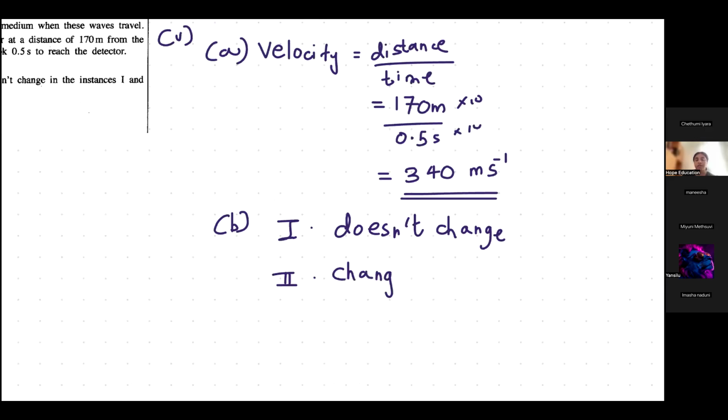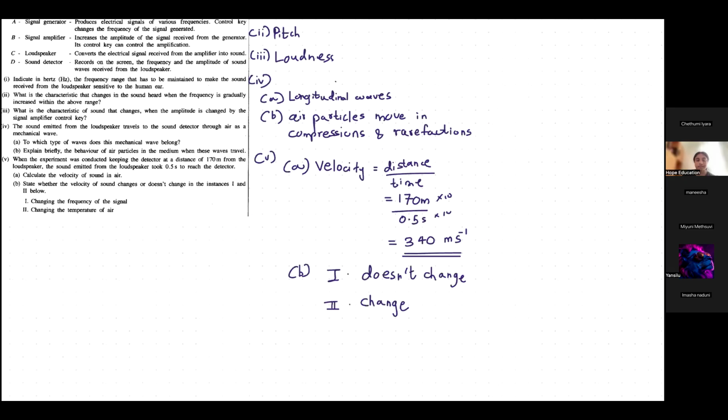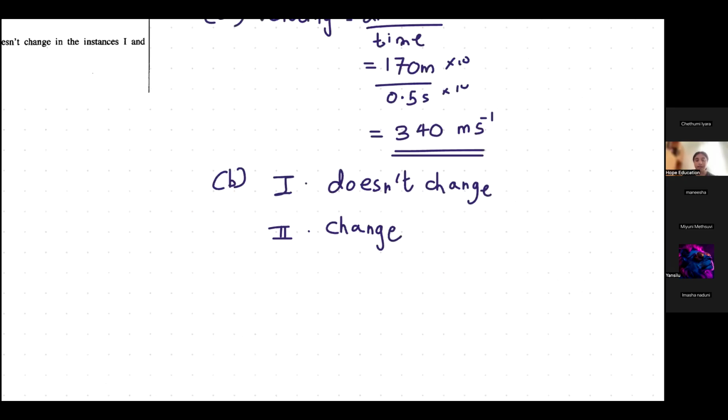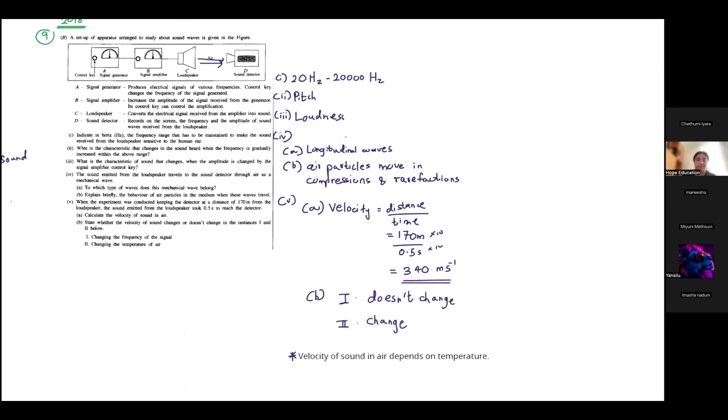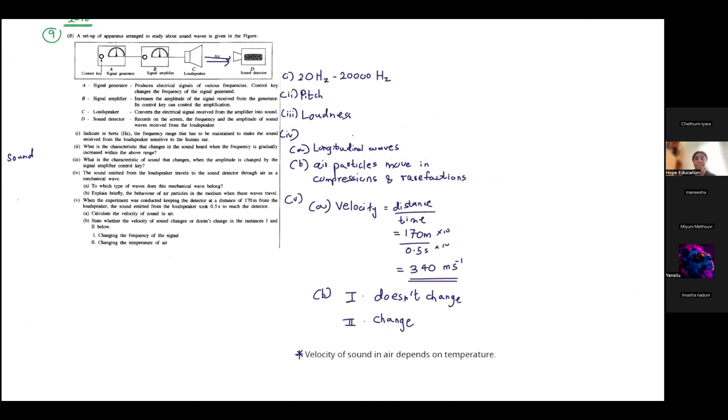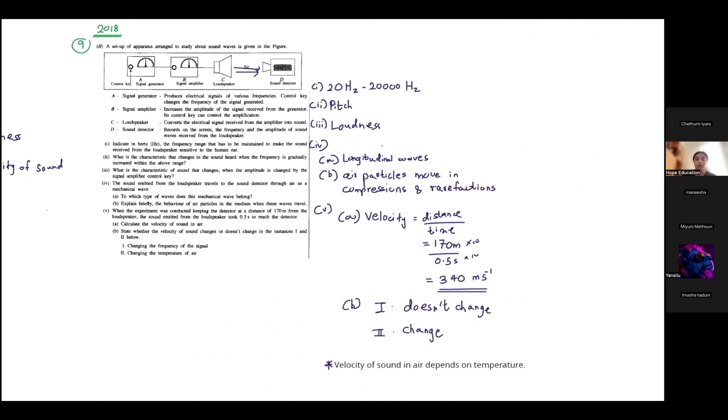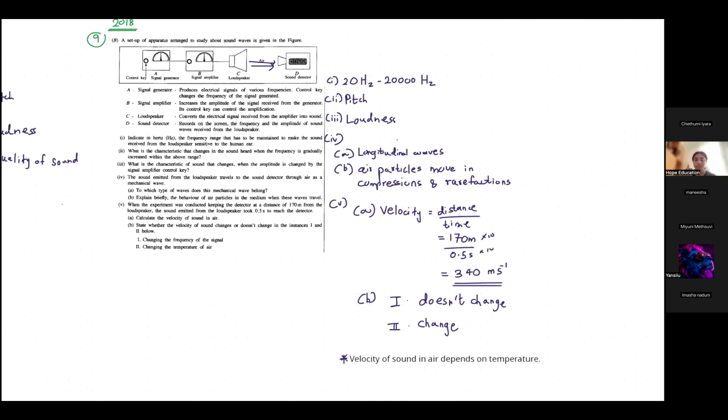Okay. Always mark it with a star and write it down. Depends on temperature. Okay. Is that clear to all of you? All good? Give me a thumbs up if it's clear. Any questions?